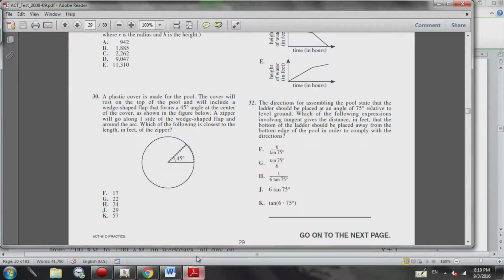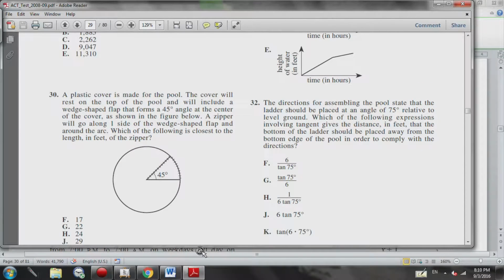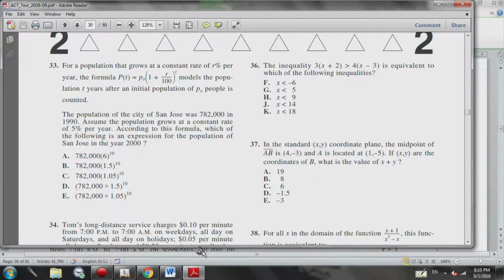Number 33 is this question. It didn't come out very well in the Word format, so I'm going to read it here. For a population that grows at a constant rate of r% per year, the formula P of t equals P0 times 1 plus r over 100, all to the exponent of t, models the population t years after an initial population of P0 people is counted. The population of the city of San Jose was this much in 1990. Assuming that the population grows at a constant rate of 5% per year.